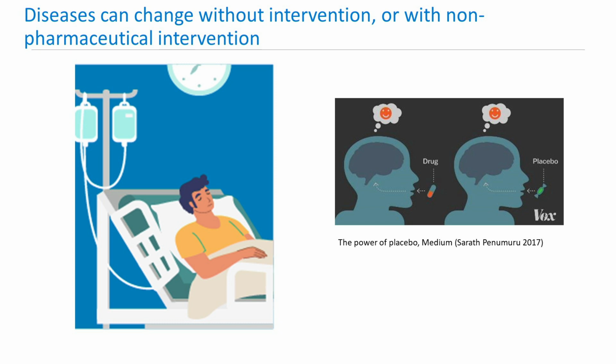There's also other medications that they might take that would change their disease progression separate from the drug that we are studying. And of course, patients can get worse over time without any intervention or potentially take some interventions that make their disease progress faster. So diseases can change without intervention or with non-pharmaceutical intervention, and it's up to us to make sure that we understand that so that we can subtract off these external factors from the impact of our drug that we're studying.